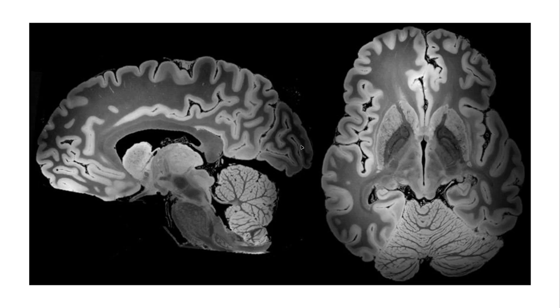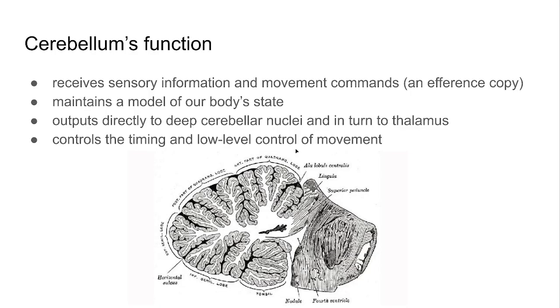But first, a high-level view: what's its function? So the cerebellum receives sensory information from the periphery and from the cortex, and it also receives the movement commands. So some part of the brain that steers movement commands some movement, it's sent to some other part that implements it, and a copy goes to the cerebellum as well.